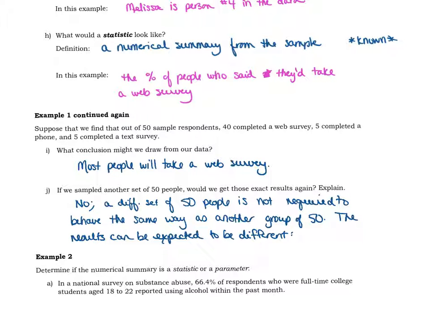And this is what is known as sampling variability. The results can be expected to be different. That is sampling variability. In other words, every time you take a new sample, you can expect, it's not required, it's not mandatory, they may turn out to be the same, but the expectation in general is that I'm probably not going to get the exact same thing I already got.